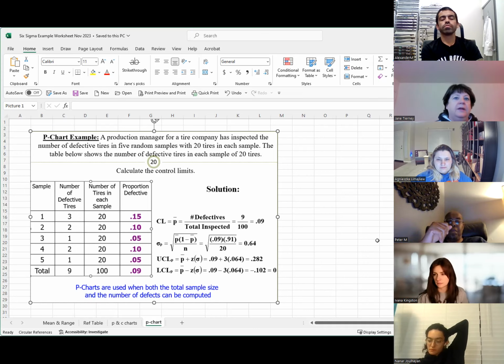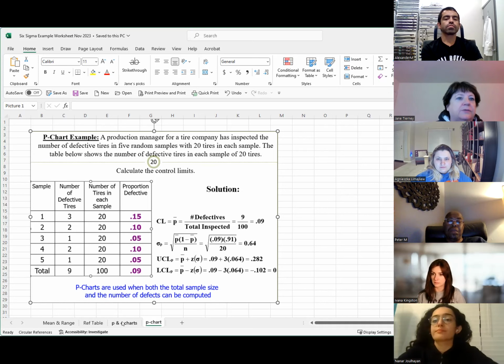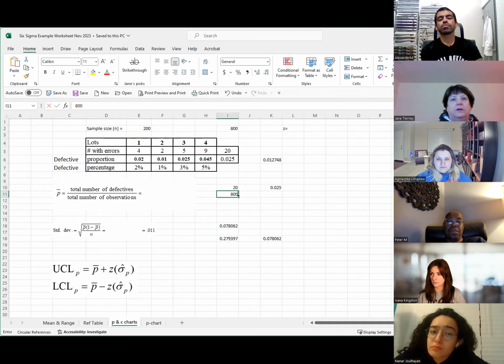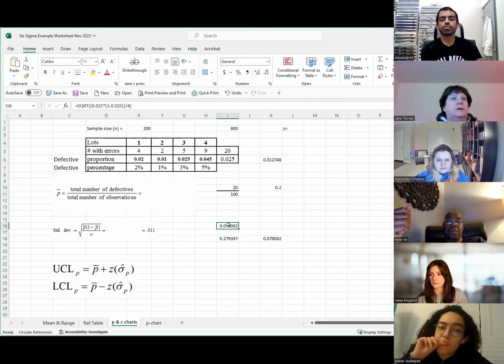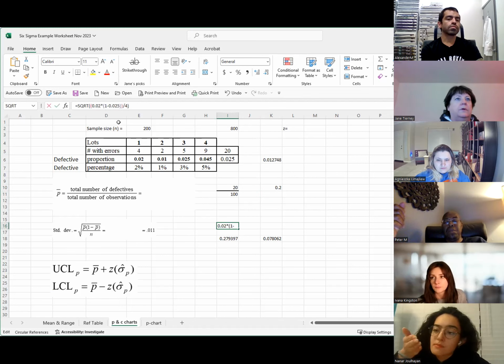So you just plot that out. But you need the Z value there. And then the sample size is 20. So I think on this one, I used 800 and it should be 100, which would then be over 100. Which is going to be 0.2. And then, where would it? No, not 0.2. 0.2 times.